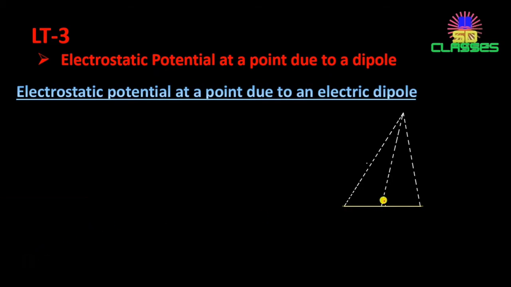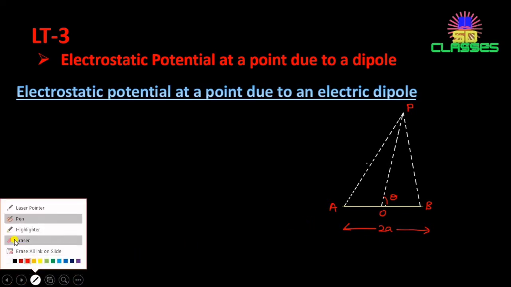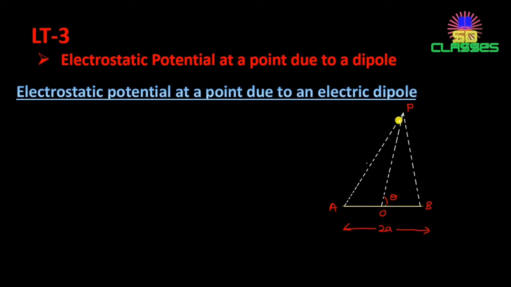So let me show you this diagram. Here the yellow line AB is the dipole. This is the midpoint, and you want to find out the potential at a point P, this point. Let the length of the dipole be 2a, and the angle it makes is theta degree.